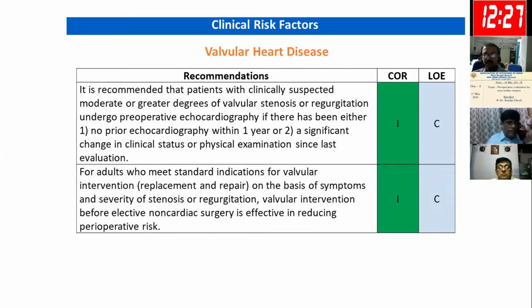Coming to the various risk factors, the one major thing that we can encounter is valvular heart disease, and in that case, we have to ask these patients to go for an echocardiographic study if there is no prior echocardiography, or if there is a change in the clinical scenario following the last evaluation. And patients who have standard indications for intervention, that is either replacement or repair of the particular valve, should undergo the procedure before they are posted for an elective non-cardiac surgery.